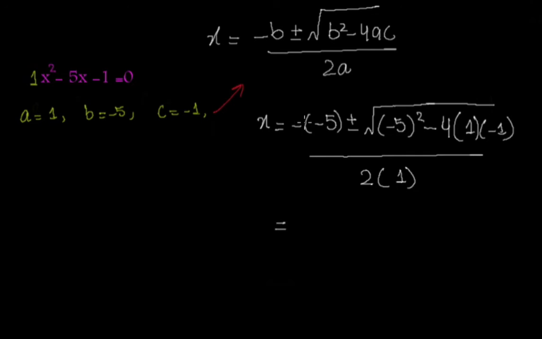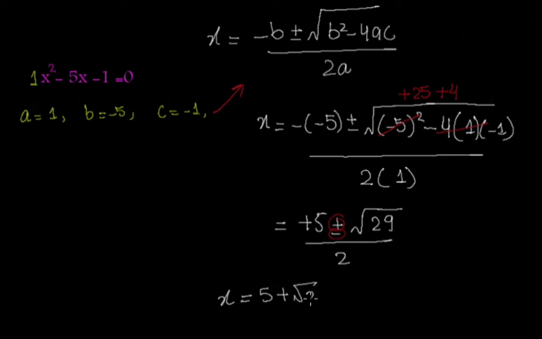So we get negative times negative 5, that is positive 5, plus and minus square root of negative 5 times negative 5, that is positive 25. And if we simplify this one, it becomes positive 4. So 25 plus 4, that is 29, over 2 times 1, that is 2. So now if you split it into positive and negative signs, we get two solutions, or you can leave the answer like this.